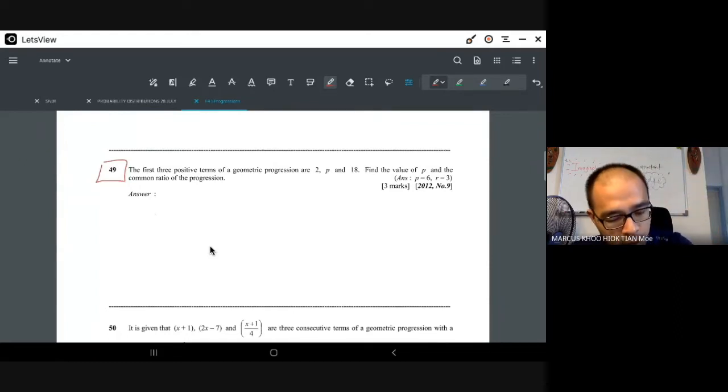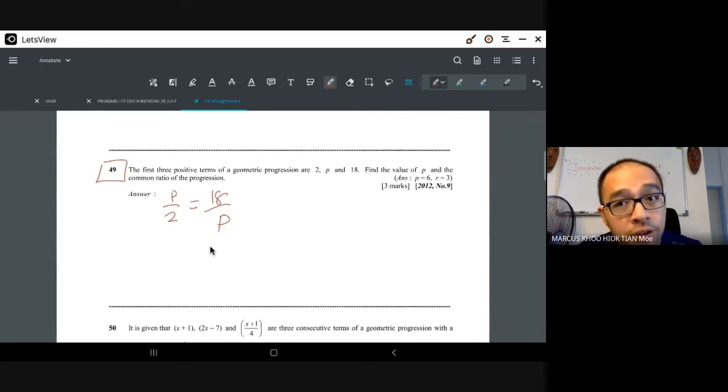Tak payah fikir. P divided by 2 equals 18 over P. Can I find the value of P? This is our starting point. Ini titik permulaan kita. Okay, by understanding that the common ratio is the same.